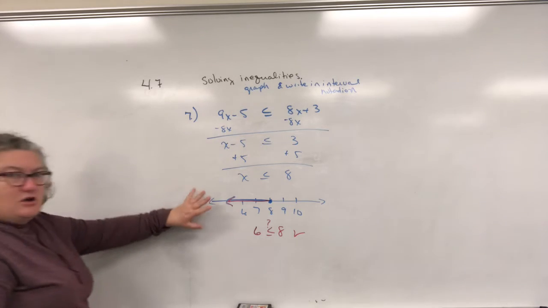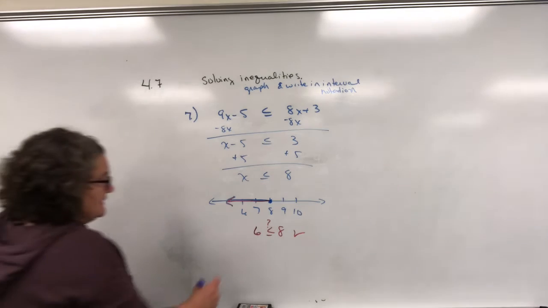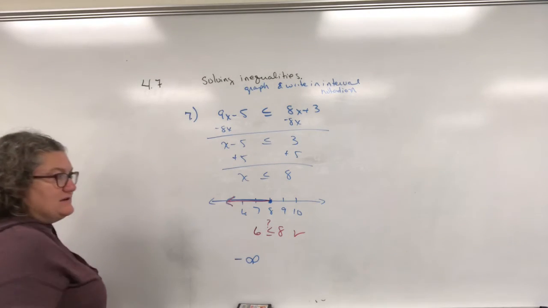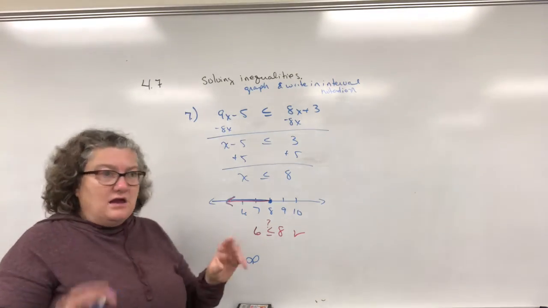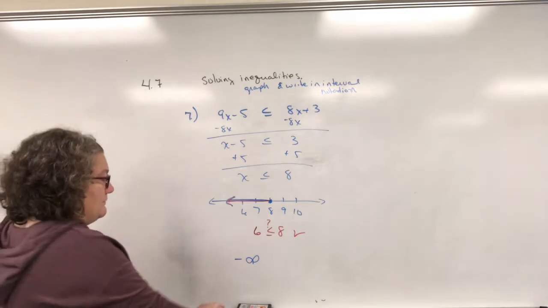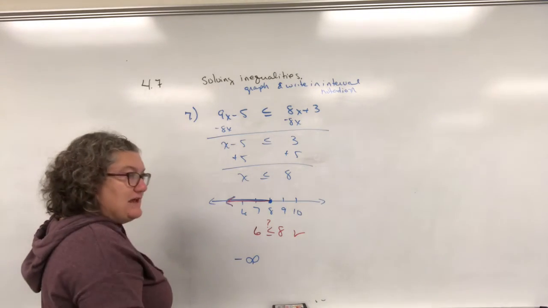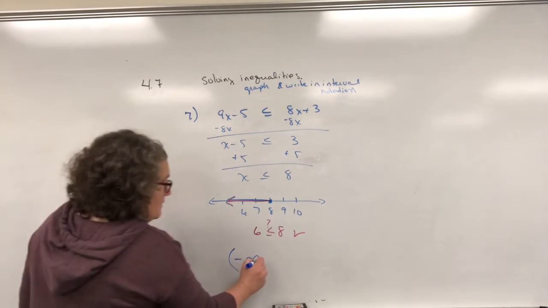Where does my solution start? I'm way over here, off screen. In what land am I? I'm in the negative land. I'm as far to the negative side as you can possibly be, which would be negative infinity. So what do I put around negative infinity? Interval notation is always going to have a parenthesis or bracket and be separated by a comma. So this is negative infinity. I cannot nail down where negative infinity is, so I put a parenthesis, comma.